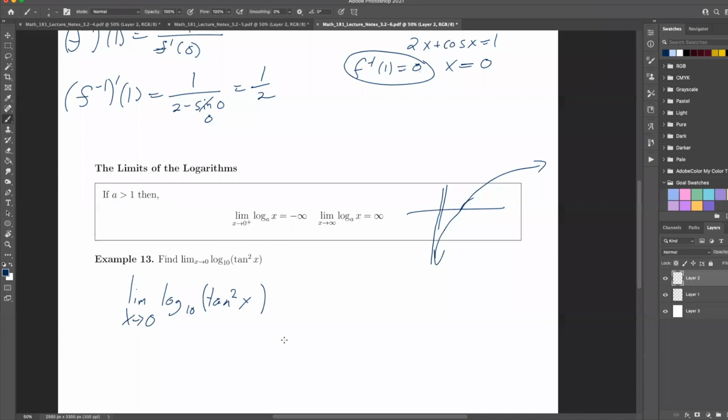I had a cheat sheet and then I lost it. That's fine. We'll just do it.